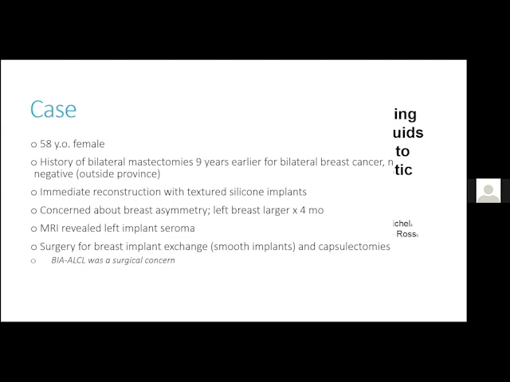The case we had was 58 years old at the time, and she had a past history of bilateral mastectomies for bilateral breast cancer, and then had immediate breast reconstruction with textured silicone implants. And then 9 years after her surgery, she noticed that her left breast was asymmetric and becoming larger. So she was referred to a plastic surgeon who ordered imaging. An MRI showed a left implant seroma. The surgeon did an aspirate of the seroma fluid and then did bilateral capsulectomies and exchanged her textured implants for smooth devices. And on the requisition, he did note that he was concerned about BIA-ALCL.